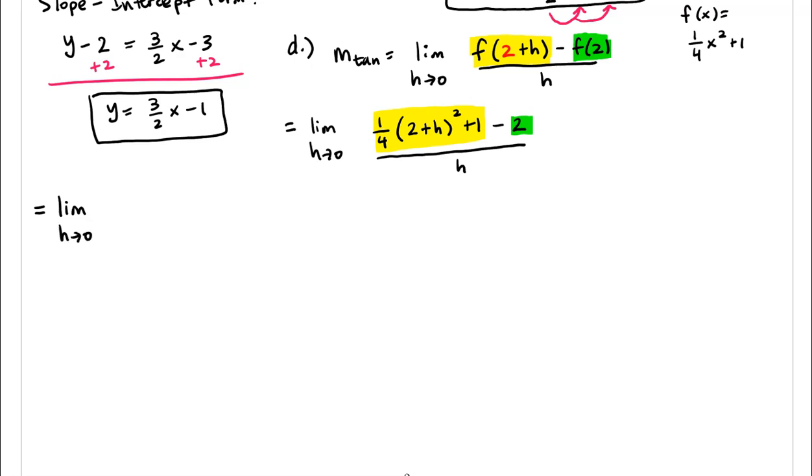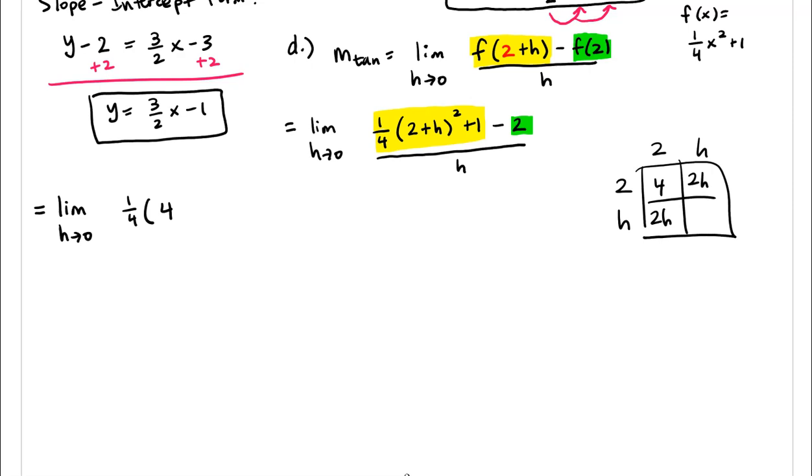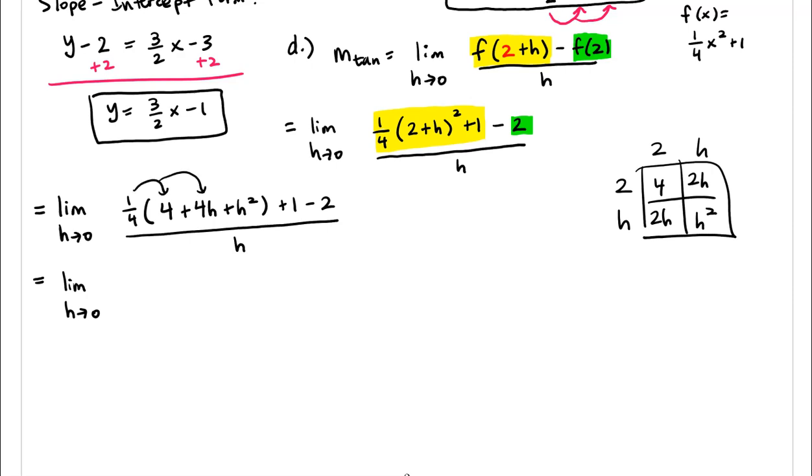I have the limit as h approaches 0 of 1/4. I'm going to go ahead and expand out 2 plus h squared. If I do that, you could either FOIL or use the box method. Here I have 2 plus h, 2 plus h, so that's going to be 4, 2h, 2h, h squared. So it's going to be 4 plus 4h plus h squared plus 1 minus 2 all over h. From here, I am going to distribute in the 1/4 into all of these terms.